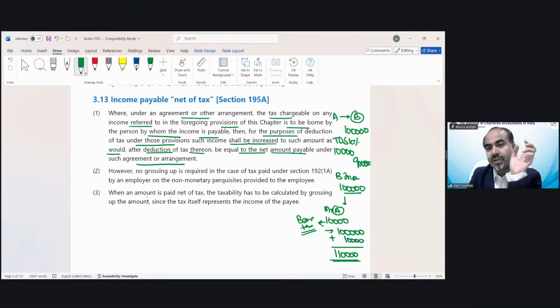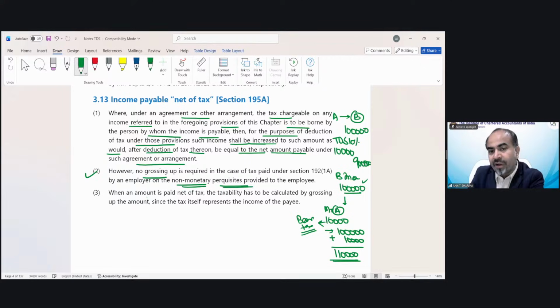Generally, when there is a TDS liability, we deduct that amount of TDS from his income, but the gross income of 1 lakh would be the income of Mr. B. But in this special case, if the payer takes the liability to deposit the tax on behalf of Mr. B, then the income would be increased by the amount of tax which has been borne by the payer.